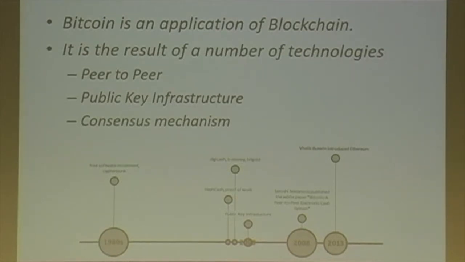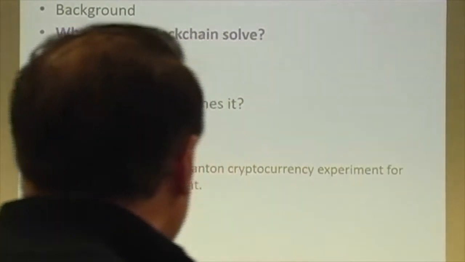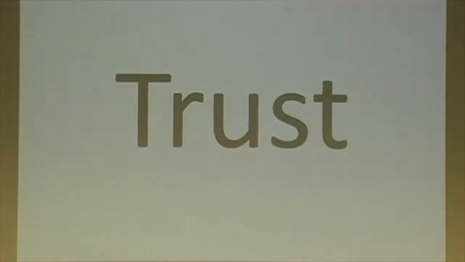It is the result of a number of technologies, including peer-to-peer technology, public-private key infrastructure for cryptography, and a consensus mechanism where a group of engaged parties, mostly machines, have a consensus on a solution, and that will be the truth to apply. So what does it solve, really? It solves the major concept of trust.